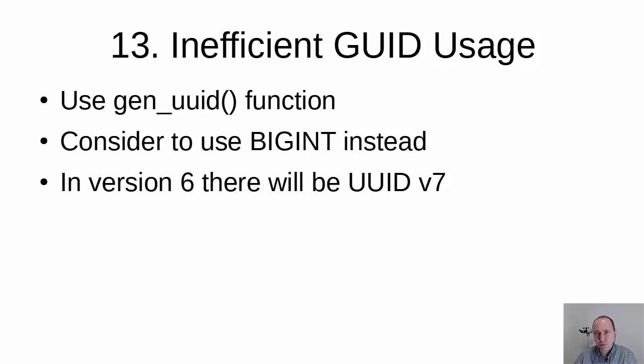Better use BIGINT or some kind of gradual data types like integer, BIGINT, and so on. And in Firebird 6, there will be an implementation of UUID version 7, which will be even better for the performance of indexes.